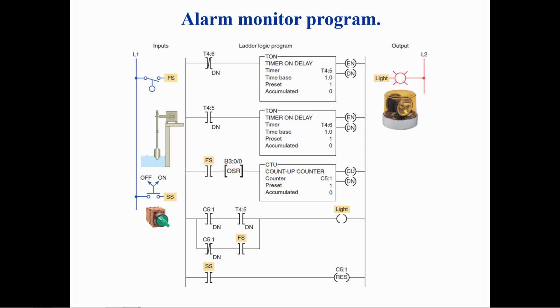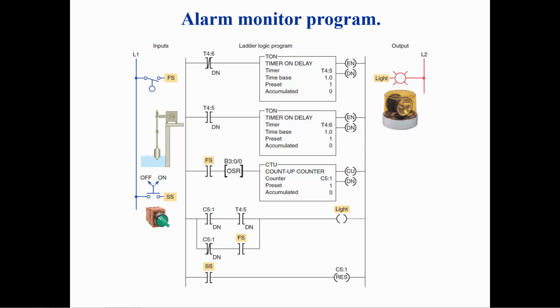This ladder logic program uses a combination of two timers and a counter to cause a light to turn on based on the status of the float switch FS. If you look at the rung with the light output, you see that there are two conditions that will turn on the light. The first condition is when the counter done bit is a 1 and the T4:5 timer done bit is a 1. The two timers are connected in an oscillating configuration.